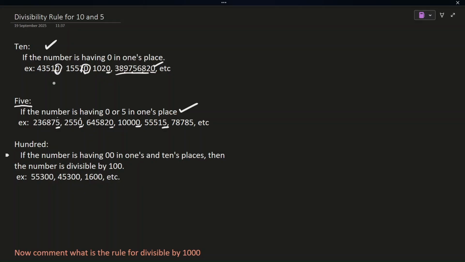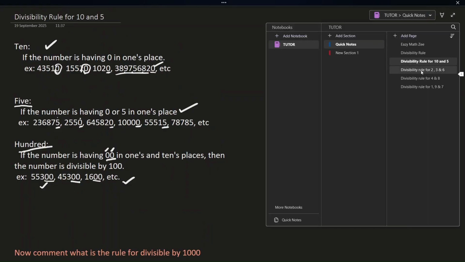Next, 100. What do you think? How can we find out about 100? If there are two zeros in the tens place and ones place, then the number is divisible by 100. See this, 55,300: the last two digits are 0, that means it is divisible by 100. In this also the last two digits are 0, then it is divisible by 100. So easily we can find out. Now comment what is the divisibility rule for 1000.